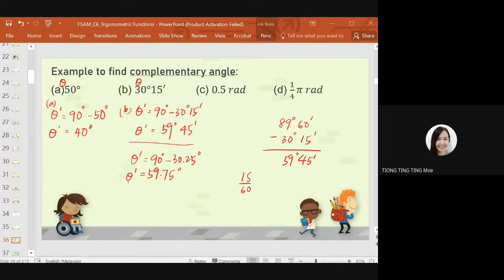Then if you want to make sure it's lagi selamat, tukar jadi minit lagi lah. 59 degrees, 0.75 times 60 again. So we get 45 minutes. Okay, either one is up to you. This one is the mathematics only.